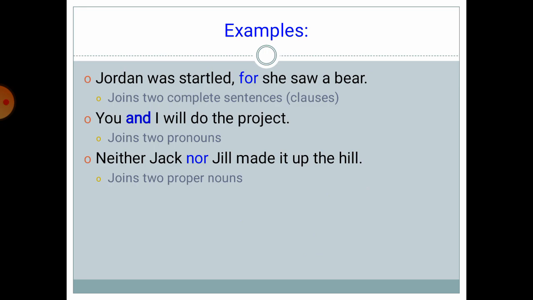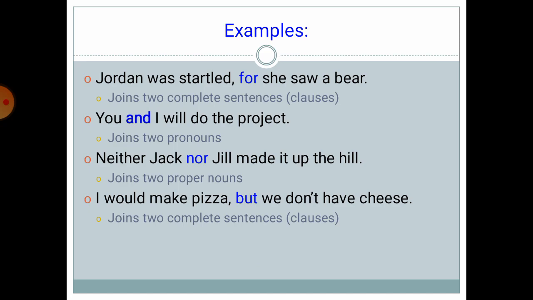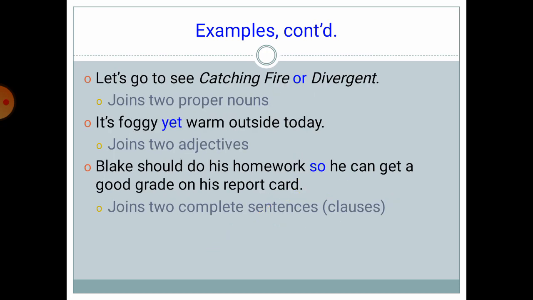Neither Jack nor Jill made it up the hill. Joins two proper nouns. I will make pizza, but we don't have cheese. Joins two complete sentences or two complete clauses. Let's go to see Catching Fire or Divergent. Joins two proper nouns. It's foggy yet warm outside today. Joins two adjectives. Blake should do this homework, so he can get a good grade on his report card. Here it joins two complete sentences or clauses.